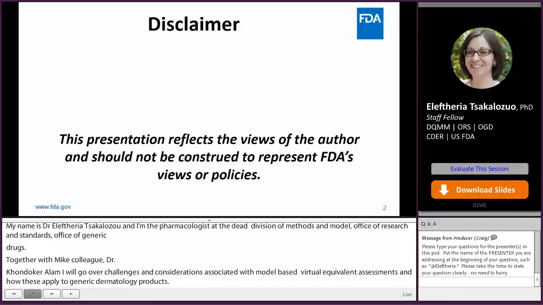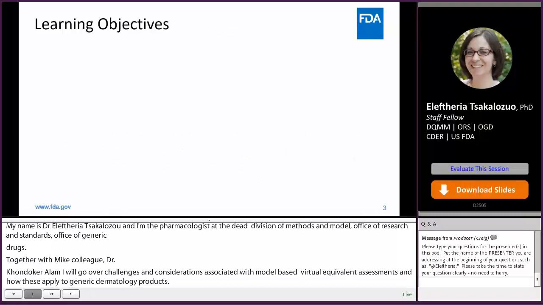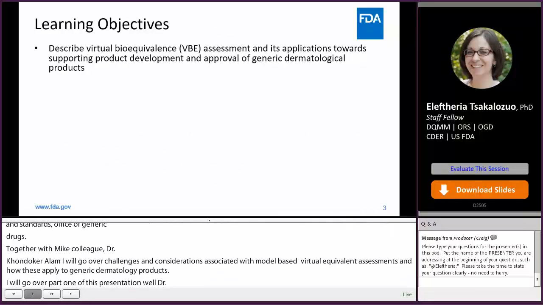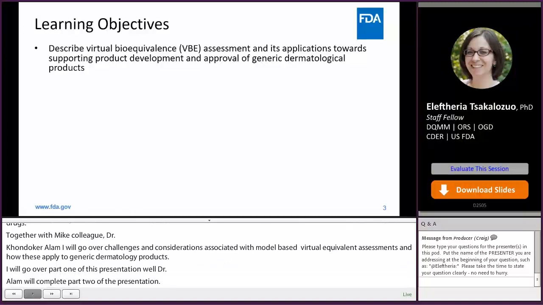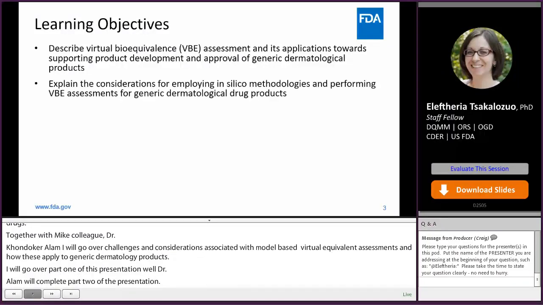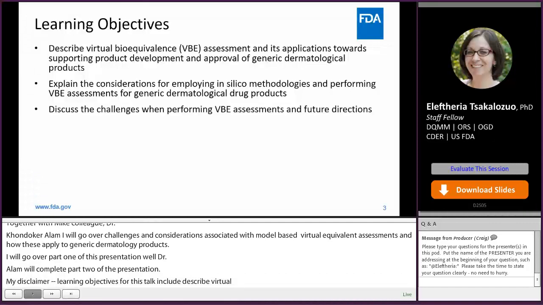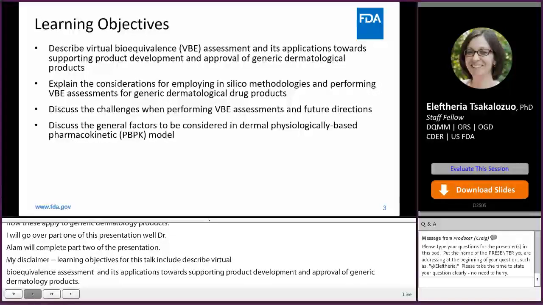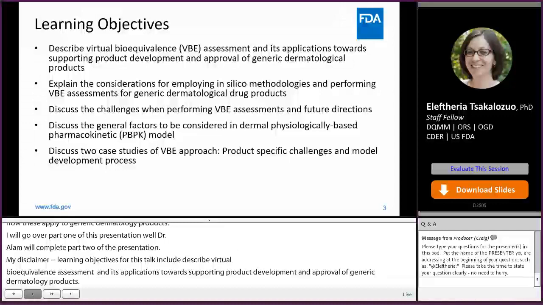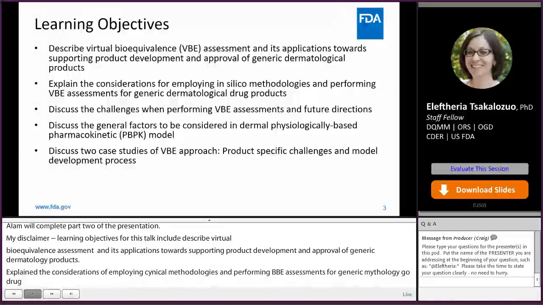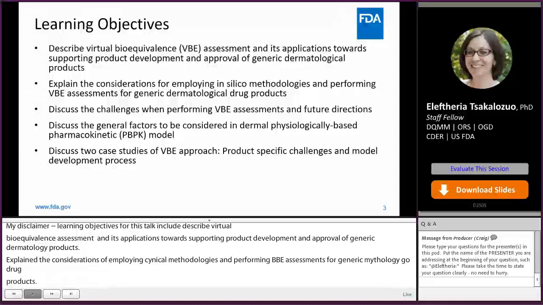My disclaimer. Learning objectives for this talk include: describe virtual bioequivalence assessment and its applications towards supporting product development and approval of generic dermatological products; explain the considerations for employing in silico methodologies and performing virtual bioequivalence assessments for these products; discuss the challenges when performing virtual bioequivalence assessments and what are the future directions; discuss the general factors to be considered in dermophysiologically based pharmacokinetic modeling; discuss 2 case studies of virtual bioequivalence approach that highlight product-specific challenges and model development processes.